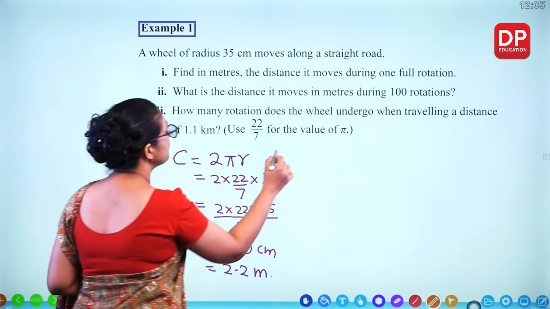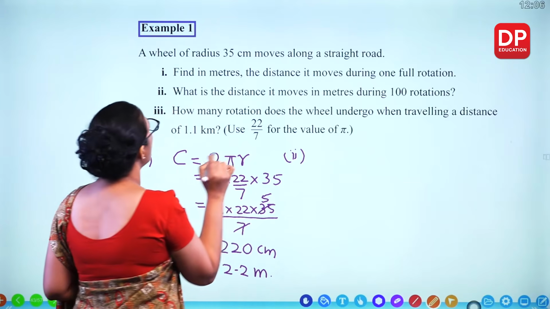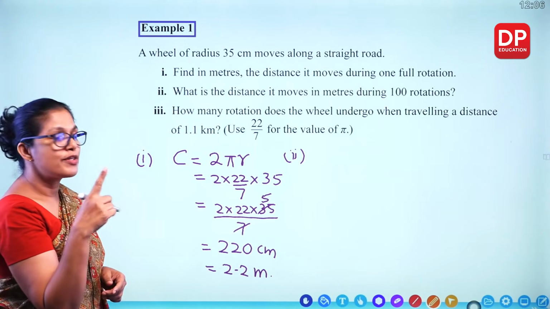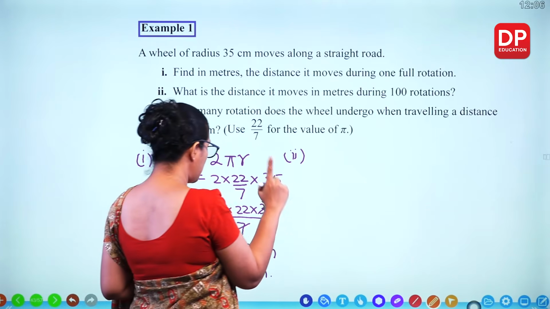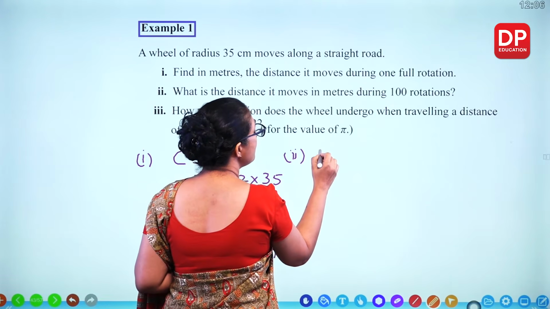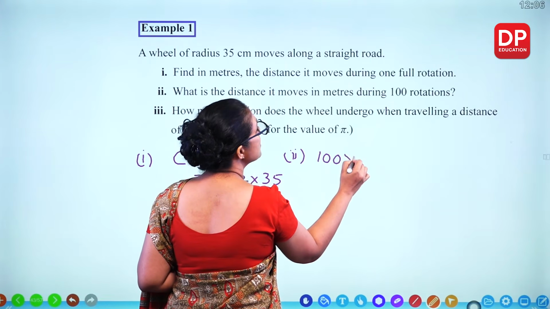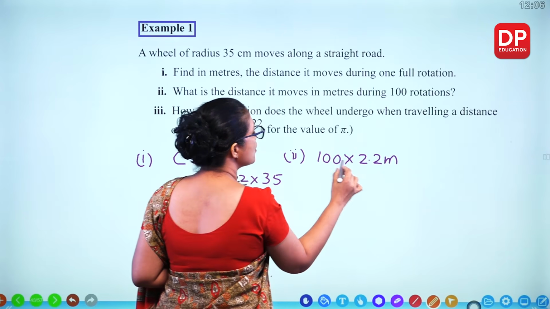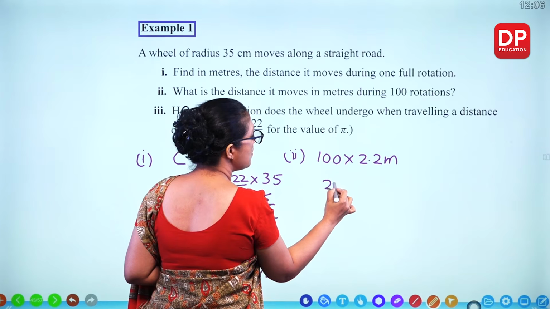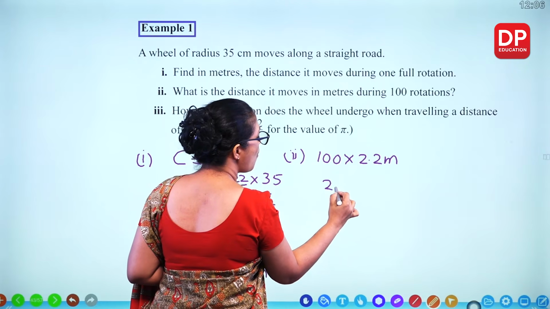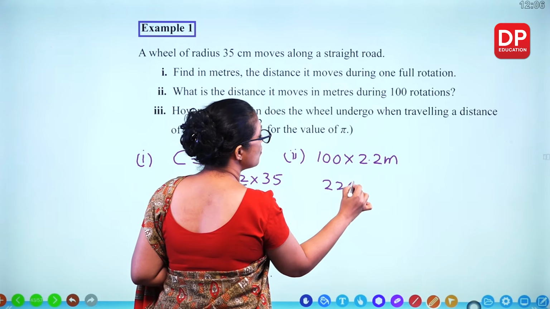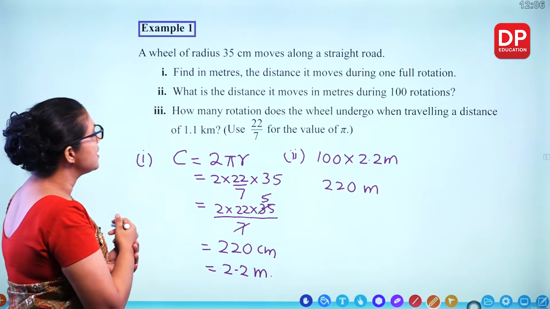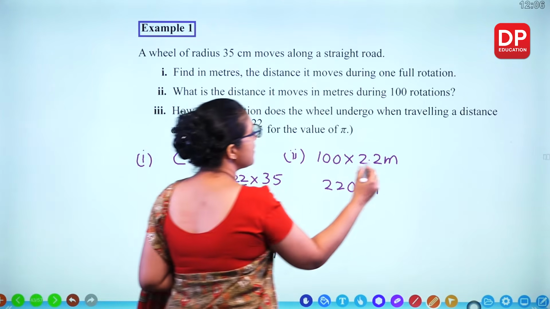Second part. What is the distance it moves in meters during 100 rotations? 1 rotation is 2.2. For 100 rotations, you multiply by 100. 100 into 2.2, what do you get? Move the decimal place 2 places to the right. 220 meters.